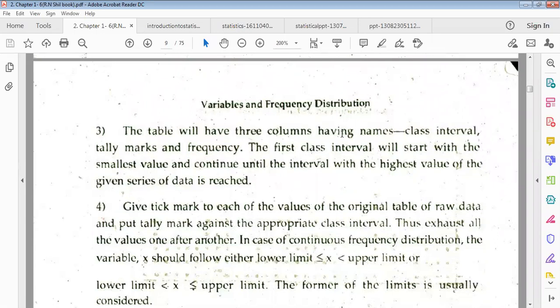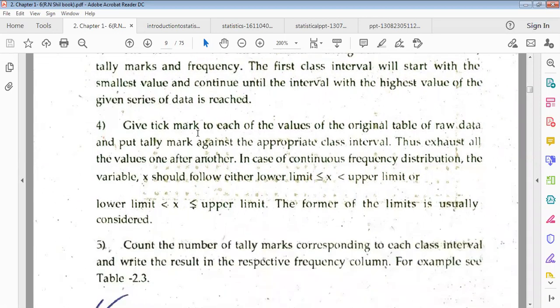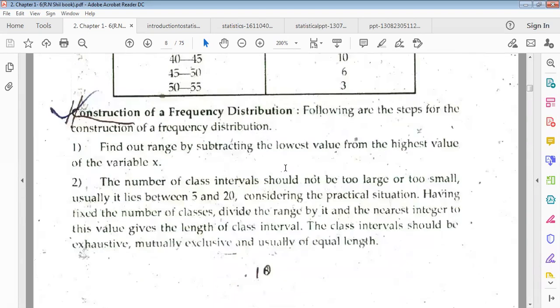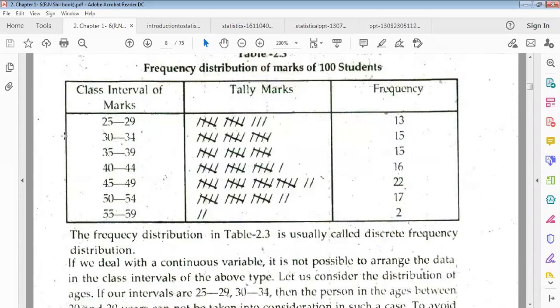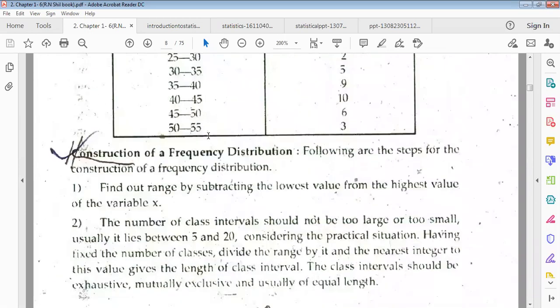The table will have three columns: first, class interval, then tally marks, and another one, frequency. So these three columns will be needed. Give tick marks to each of the values of the original or raw data, and put tally marks against the appropriate class. You must know about this, 25 to 30 or 25 to 29. We have to make a tally mark for 25 marks, okay? Understand? This is the method of class formation for students.